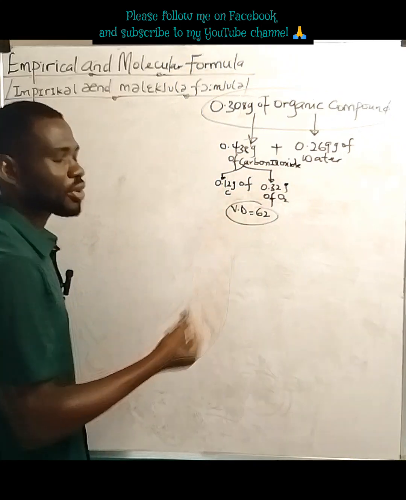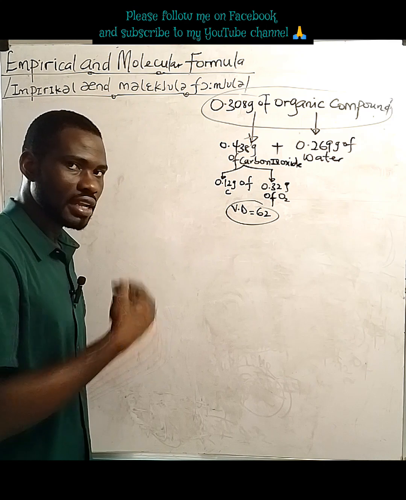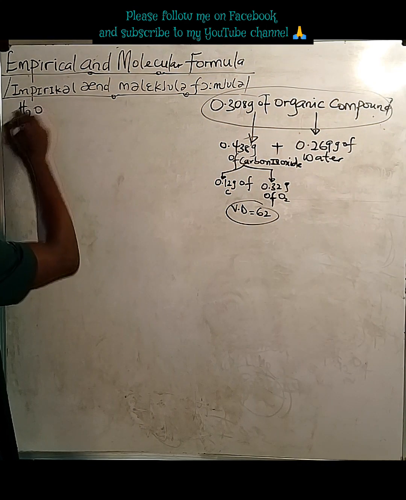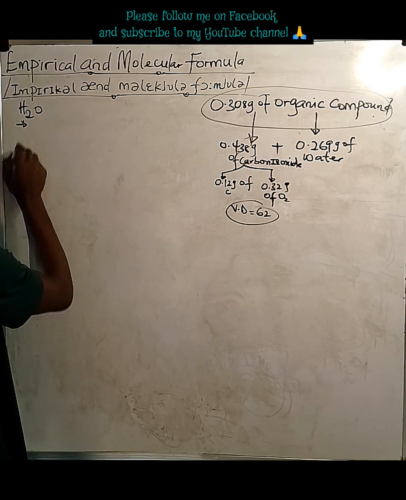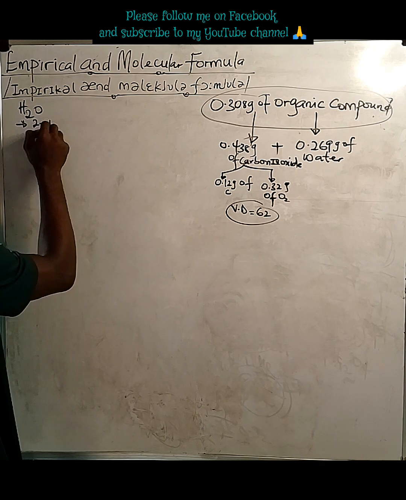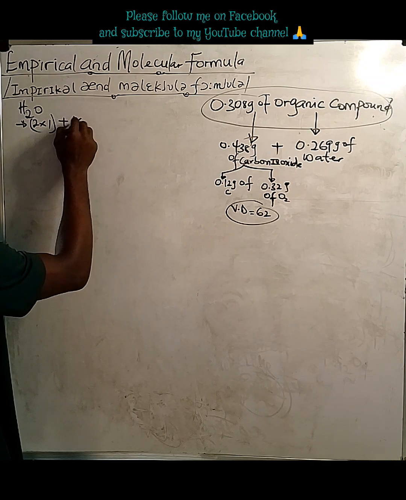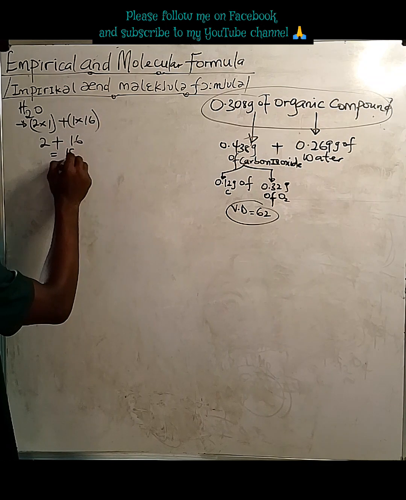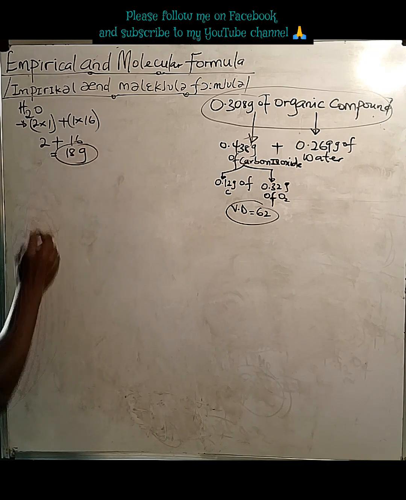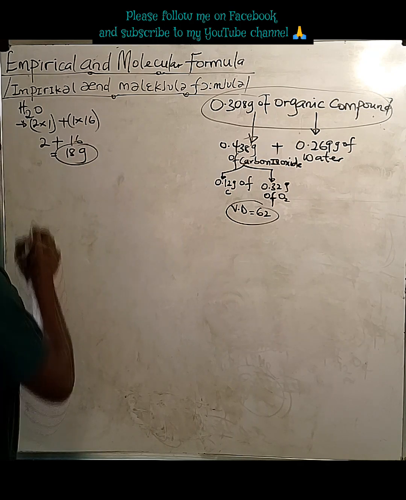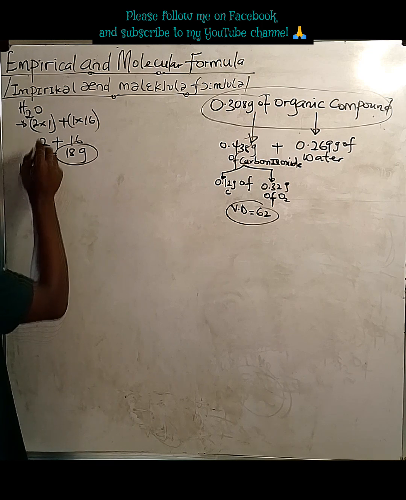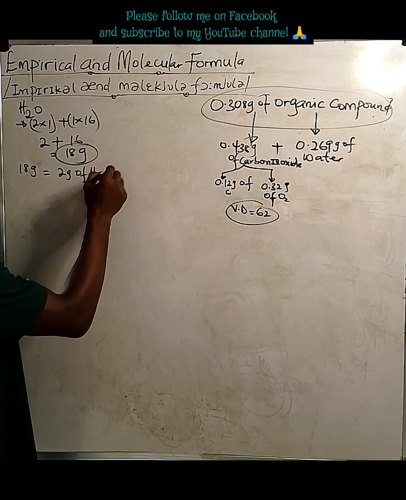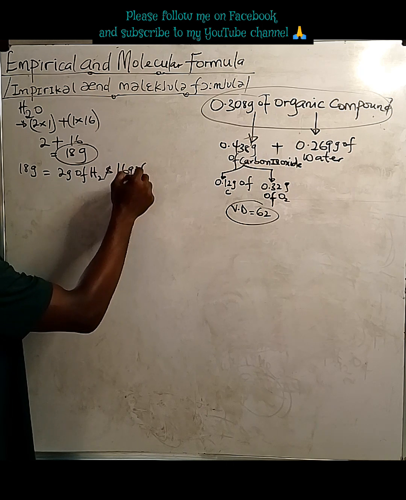So it's high time we analyze water. 0.269 gram of water, what are we going to get from 0.269 gram of water? Naturally, water, which is H2O, let's get the relative molecular mass of water. You have two atoms of hydrogen, 2 times 1, plus 1 atom of oxygen, 1 times 16. That is 2 plus 16, which will give us 18 gram. So naturally, water is 18 gram. So 18 gram of water will give us 2 gram of hydrogen gas and 16 gram of oxygen.